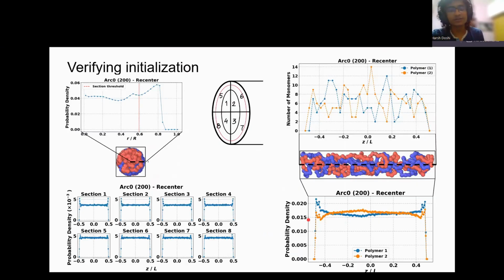Now, because we introduce these complicated constraints and the shrinking procedure, there can be artifacts that have crept into our system. Just to ensure that nothing abnormal is happening in our polymer system, we have calculated and plotted various monomer density quantities, which indicate that the densities are as per expectations.